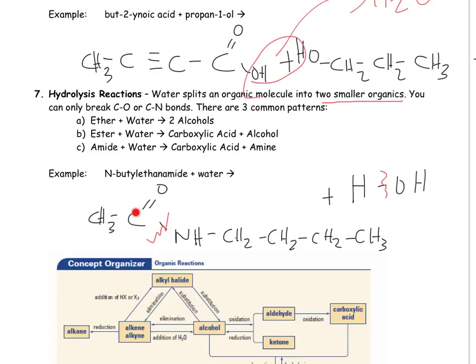This C right here just lost a really important functional group, so it's going to fight like heck and steal this hydroxyl group and become a carboxylic acid. This nitrogen, it's okay, it already has an important functional group on this side of the molecule, so it's okay taking the other hydrogen from the water.